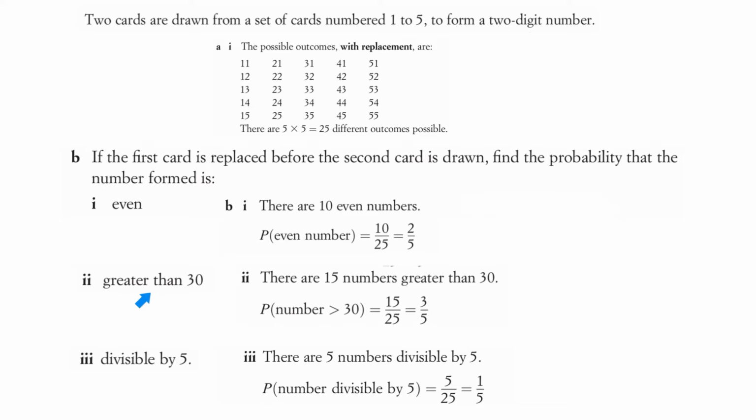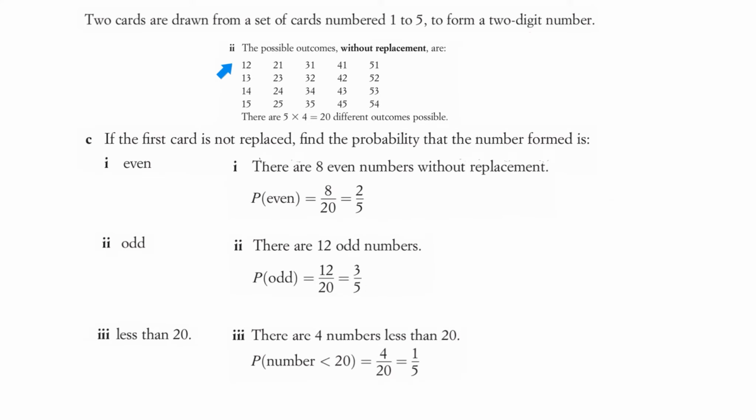Next, the probability of greater than 30. Well, again, you just look through there, greater than 30. It looks like this one, and that one, so that looks like 15. 15 over the total number of outcomes is 3 on 5. And then divisible by 5, so it looks like that line there. There's 5 of them, so that's 5 over 25, which is 1 on 5.